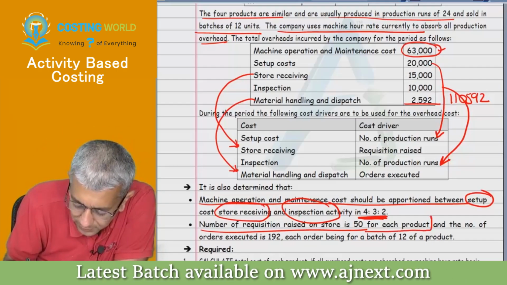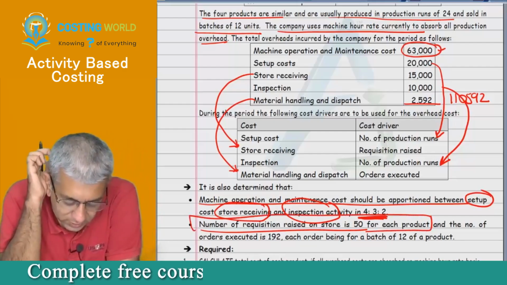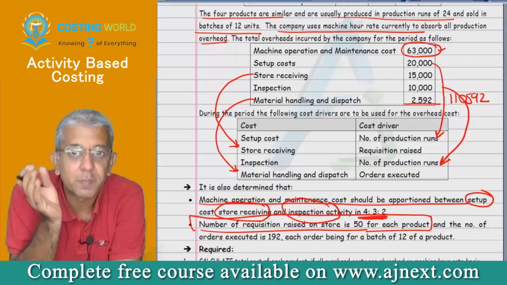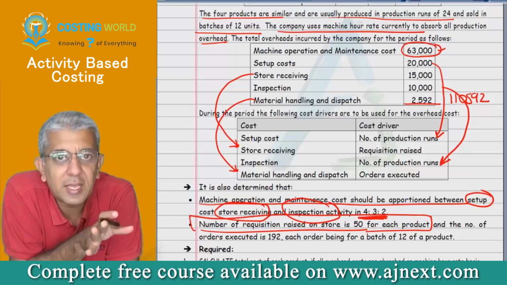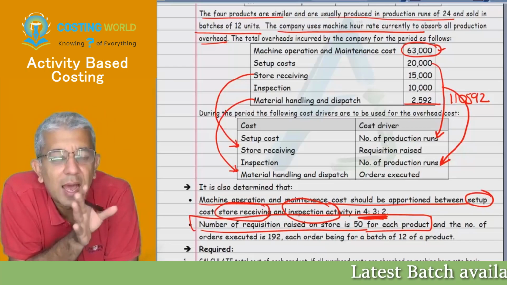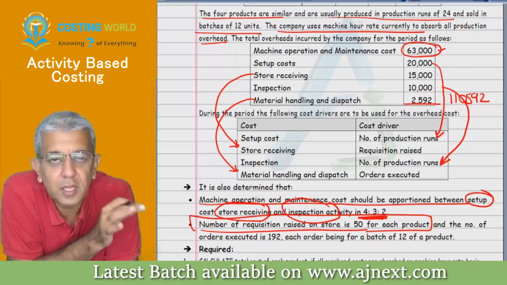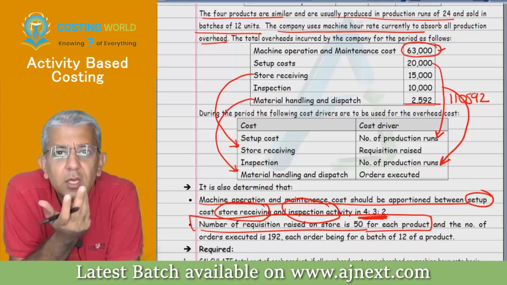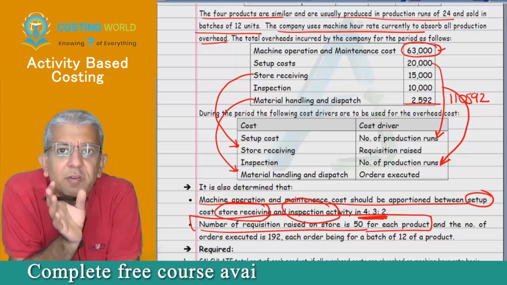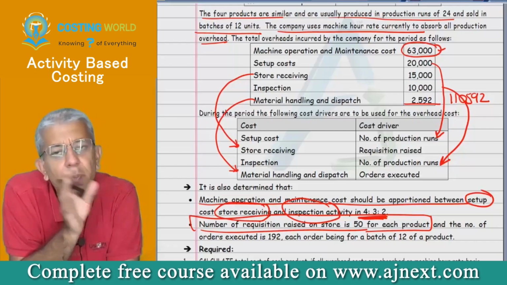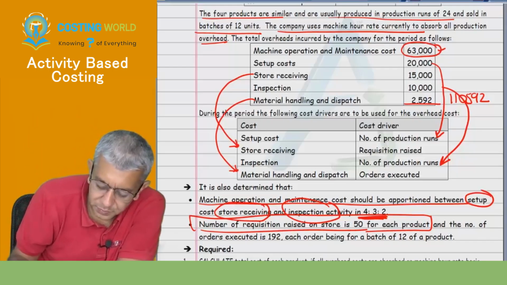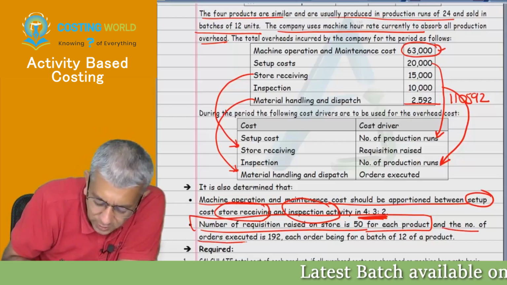Number of requisitions raised on the stores is 50 for each product. I'll repeat this. Number of requisitions raised on the stores means wherever your material is kept, is 50 for each product. Means for product A, we have taken raw material 50 times from the warehouse. For product B also, we have taken the raw materials 50 times. For product C also 50 times. For product D also 50 times. Further, number of orders executed is 192.